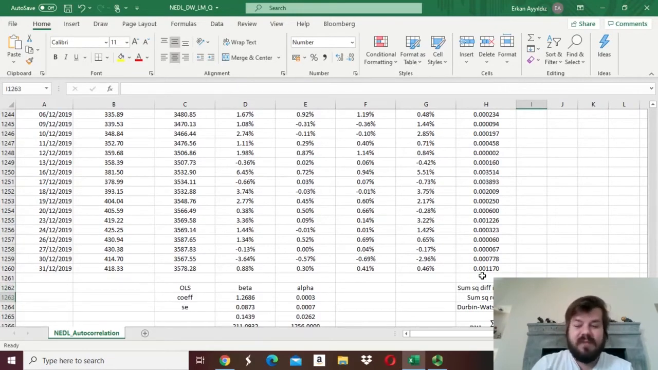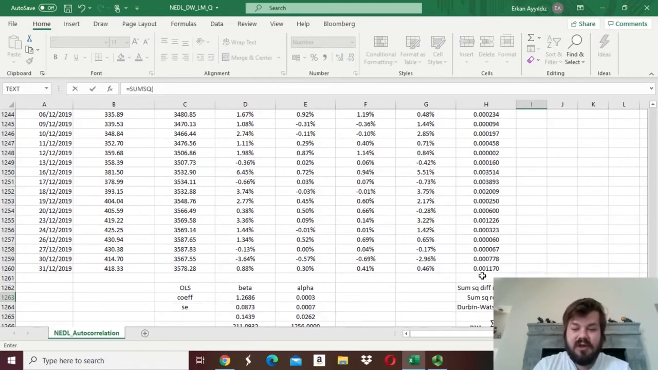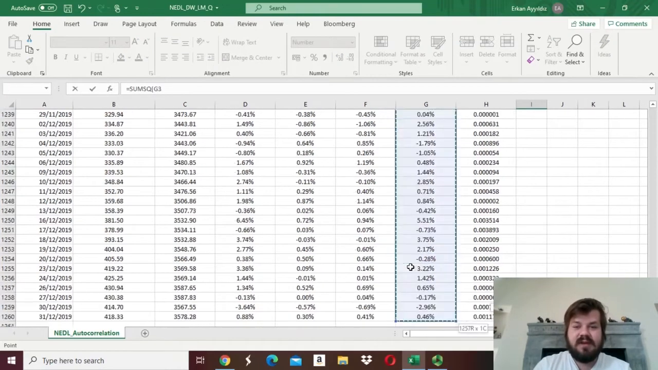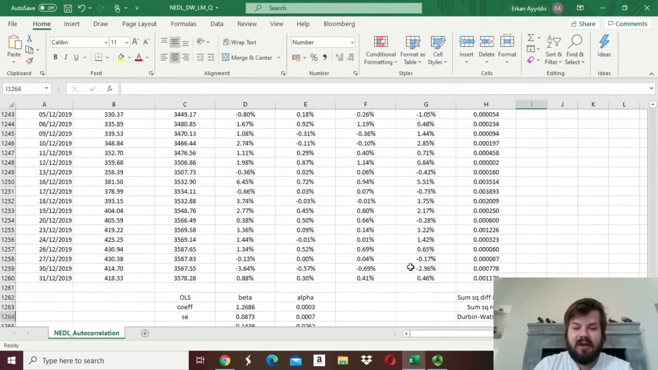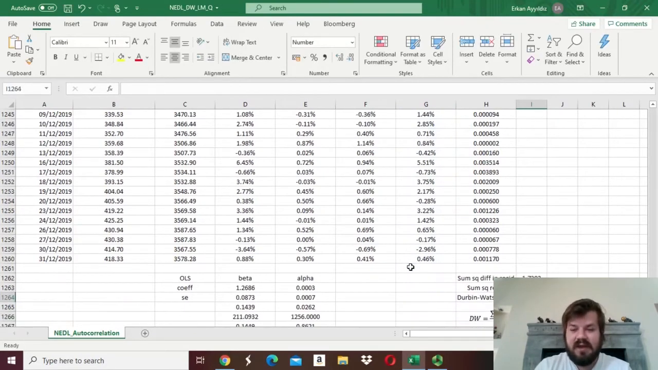Then we need the squared sum of the residuals per se. So to speed up the process, we can just apply the sum squared function in Excel that will just sum the squared elements of an array, and we'll get 0.86.